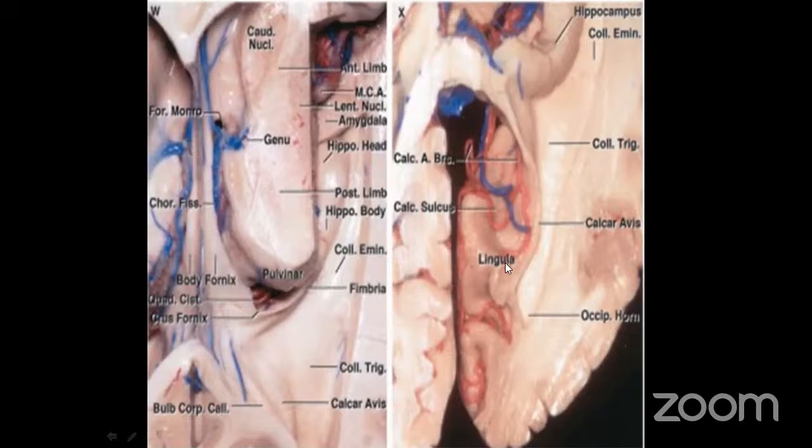So in this picture, you can see that this is the lingula. This would be the calcarine sulcus, and the bulge created by the calcarine sulcus in the medial wall of the atrium is actually the calcar avis.